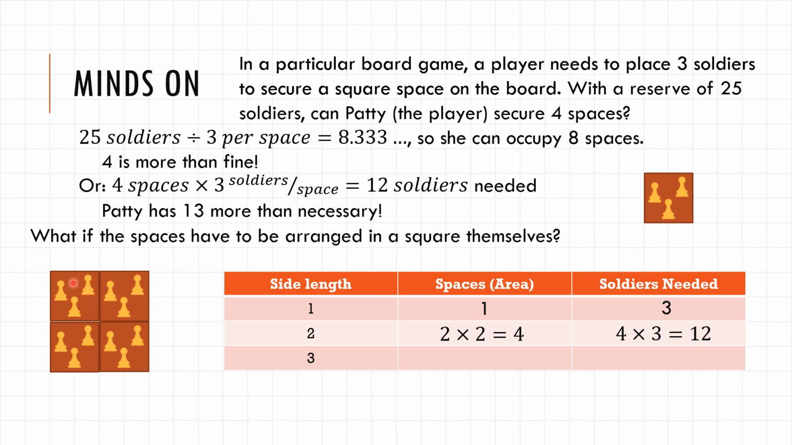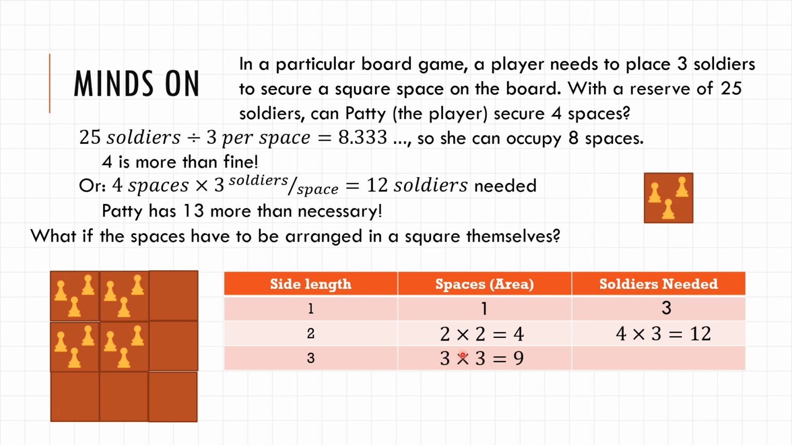We can see here that she wants to expand, but she has to expand in a square. So the side length of the square needs to go up by 1. So it'll be 3 by 3. And so the area of this square that she's trying to capture is going to be 9 spaces. 3 times 3 is 9 spaces. How many soldiers does she need for these 9 spaces? Well, if there's 3 soldiers for every space, then 9 times 3 gives us 27.